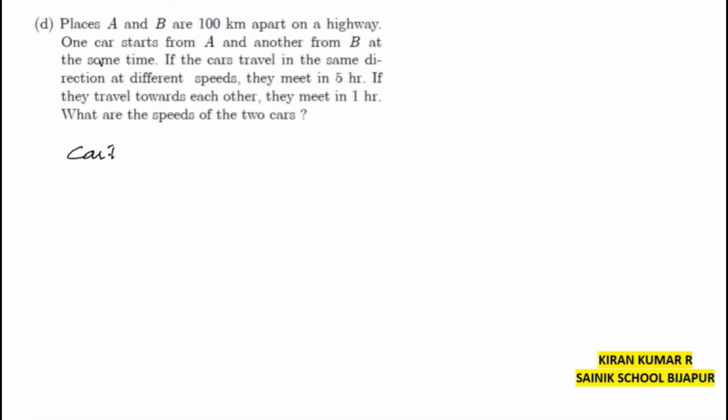Suppose this is the first car and this is the second car. The first car has started from point A, the second car has started from point B. If they are moving in the same direction, they meet each other at some point C. They have given that these two cars are 100 km apart. We don't know the distance between these two points. C is the point where the two cars meet after 5 hours.